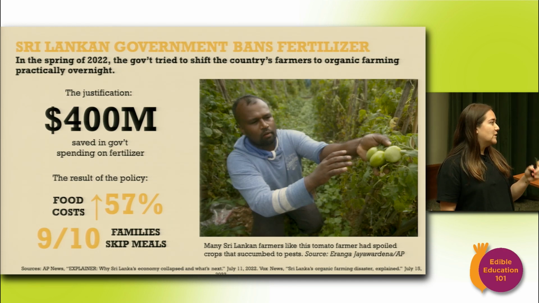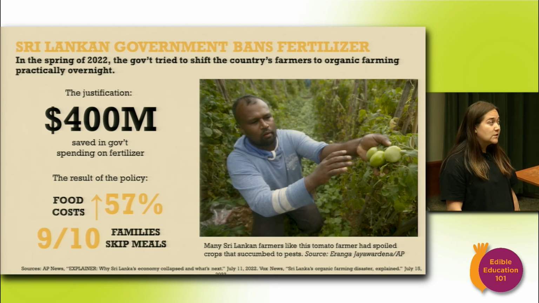So it's actually in the spring of 2021. I updated that, but didn't change it on these slides. But the government tried to shift the country's farmers from conventional farming to organic farming overnight. So basically all these farmers that had been using fertilizer for as long as they could remember had to stop using fertilizer overnight because of a decree by the government. The government said that it was going to save them a lot of money, $400 million in fertilizer. And the result of the policy, which was really felt in 2022, was that food costs were up 57% in a country where that is not something that most families can stomach.